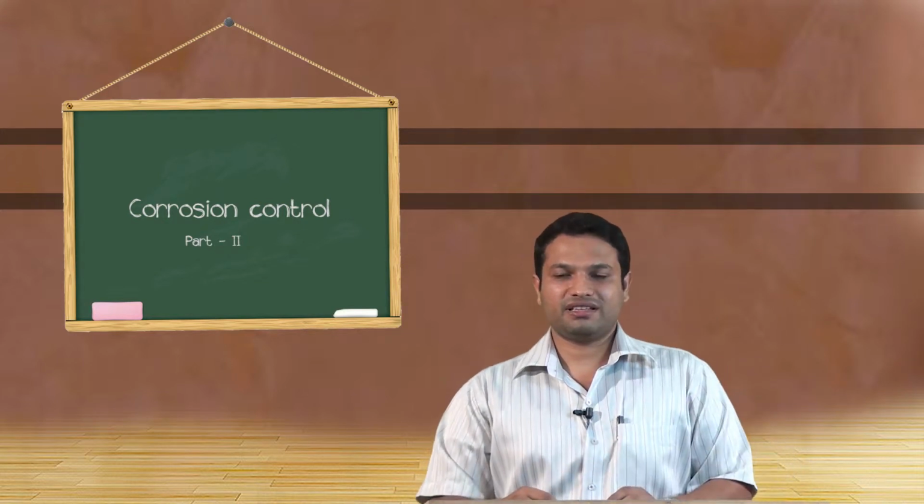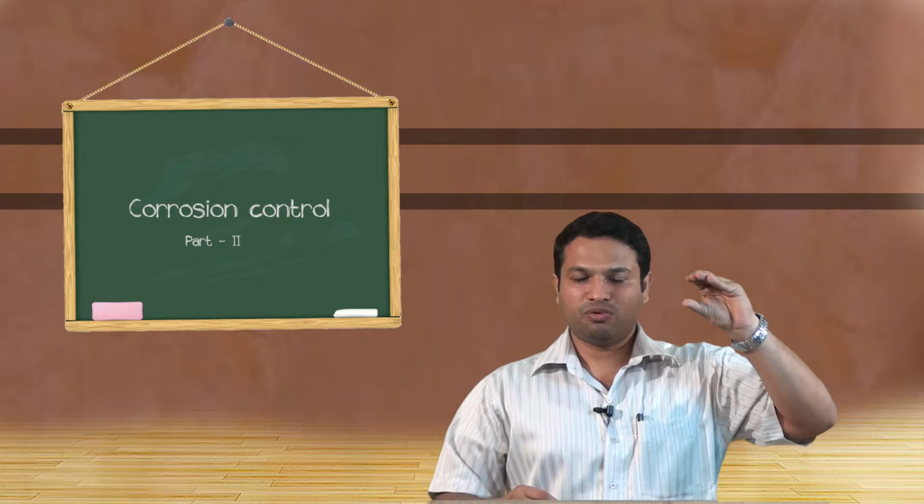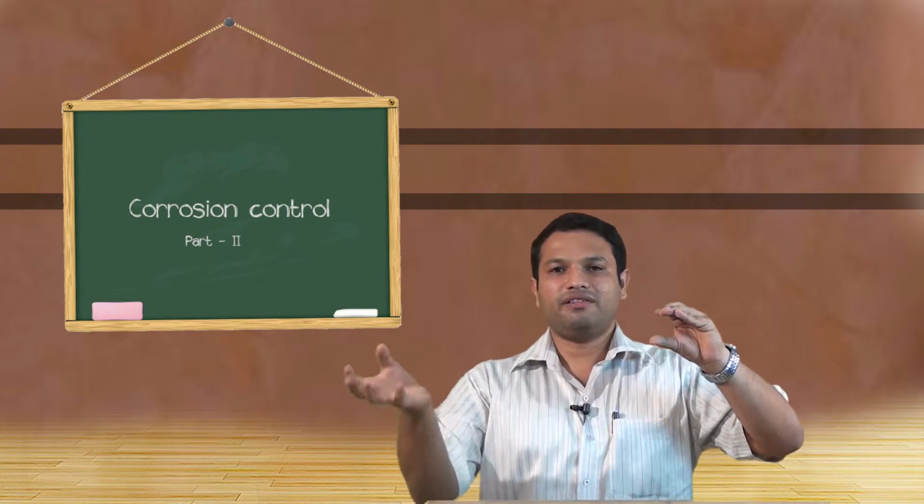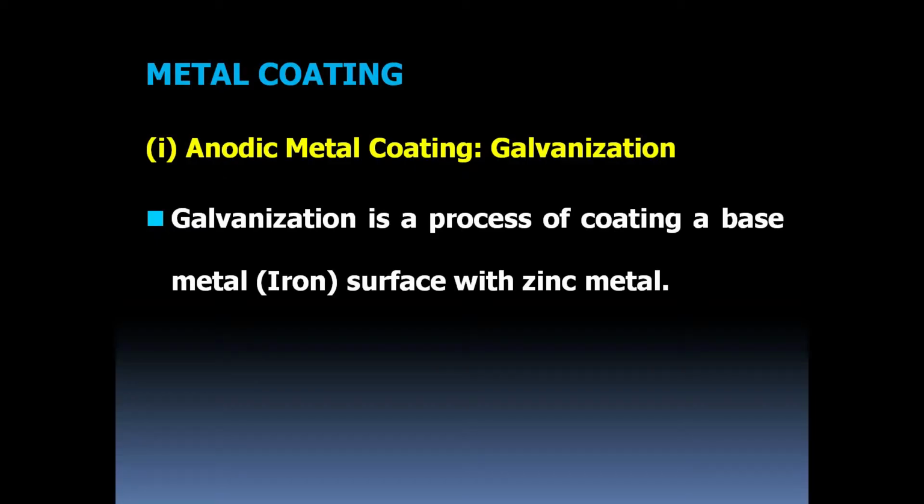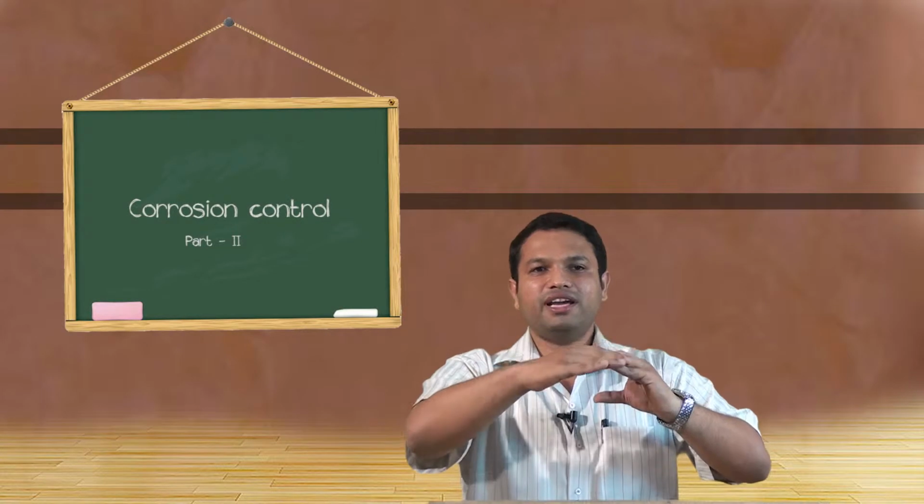As I said in the previous class, we take the sample which has to be protected and cover it with a metal which is more reactive than the sample. If I say iron, I am coating it with zinc. Zinc has lower electrode potential compared to iron, so zinc undergoes corrosion and the iron which has to be safeguarded is inert and becomes the cathode. So it is called anodic metal coating.